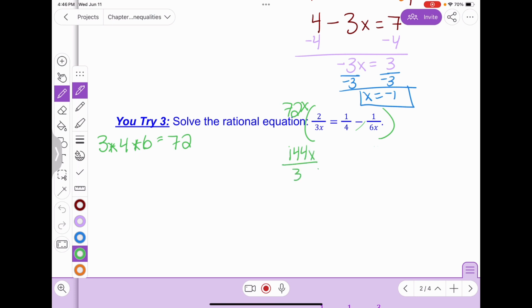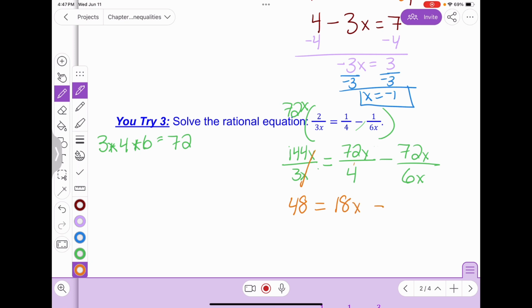144x over 3x equals 72 times 1 is going to be 72x over 4. 72 times 1 is 72x over 6x. Now we'll simplify. 144 divided by 3 is 48. The x's cancel. 72 divided by 4 is 18. There's no x on the bottom. And 72 divided by 6 is 12.